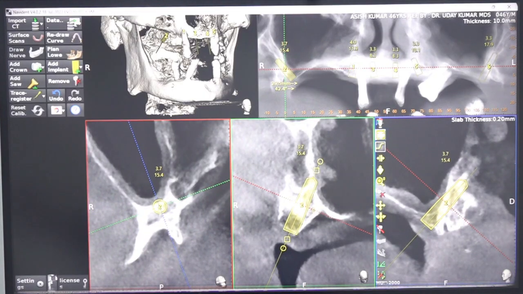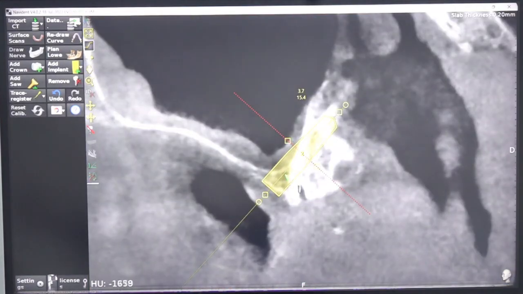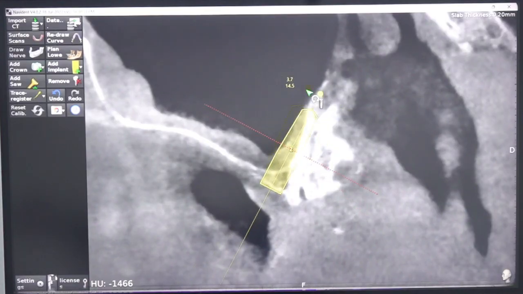So the key part is the direction, the distal angulation of the implant, which can be confirmed by taking an IOPA after the pilot drill. So pilot drill is the key. After the pilot drill for 5 to 6 mm, take an IOPA. If the drill is in this direction, that means we are into the sinus. If it is in this direction, we are entirely in the tuberosity. So it should be in this ideal position.